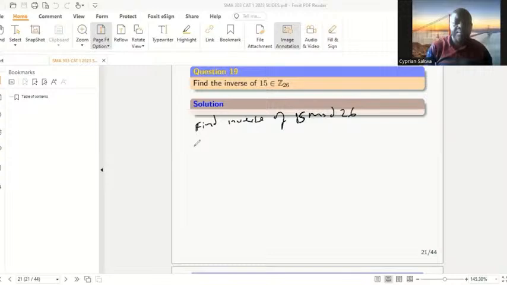We want to find an x, only x, such that 15x gives us a remainder of 1. I want to find an x such that x times 15 divided by 26 gives us a remainder of 1. That's all. So using Euclid's algorithm.